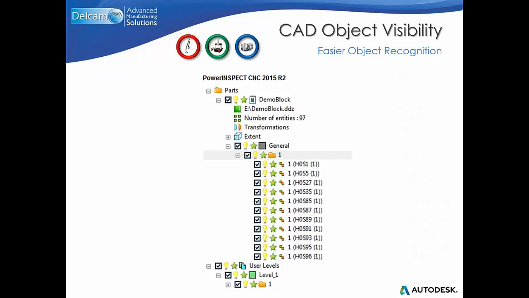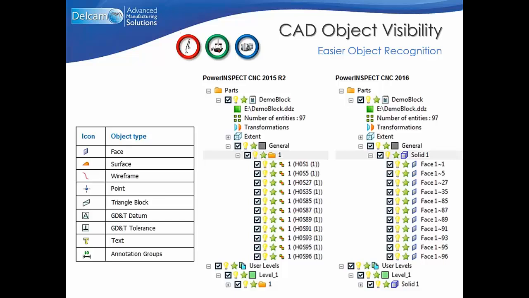Well, for this reason, in PowerINSPECT 2016, we enhanced this so we can straight away see what kind of object type we opened, whether it's a solid made of faces, surfaces, wireframe, or other object types. So straight away, the user can see all the information relative to the CAD. So more information straight away at first glance.